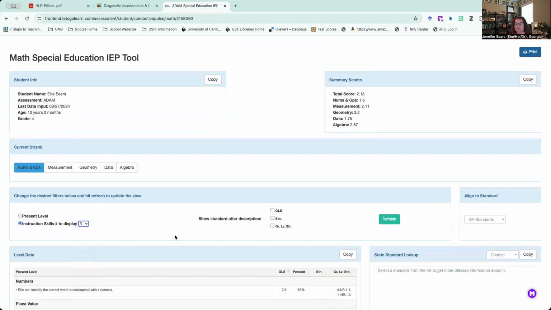Remember when we did our Let's Go Learn training. We talked about how we can see specific instructional skills. What skills does this student need to work on in order to get closer to grade level? So I'm going to ask for 3 because we only have about 5 to 6 weeks to work with our students. We're not going to be able to get to 5 or 6 skills in this short period of time. So I'm going to refresh it.